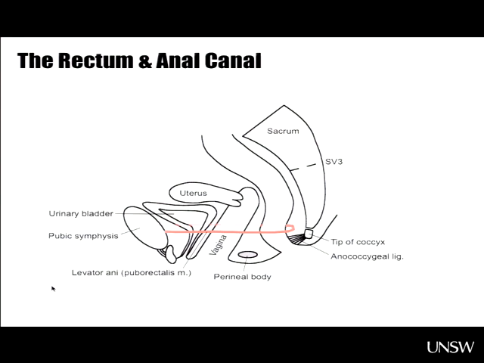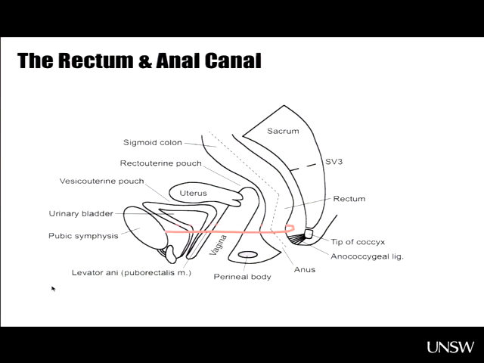Of course we're looking at a female pelvis, so we've got the uterus and the vagina. We've got the pouches that we talked about in the peritoneum, so the recto-uterine pouch and the vesico-uterine pouch. And we've got our rectum forming at the level of the sacral vertebra 3, that's about here. So above that we've got the sigmoid colon, below that we've got the rectum, and then round about the level of the tip of the coccyx we've got the anus.